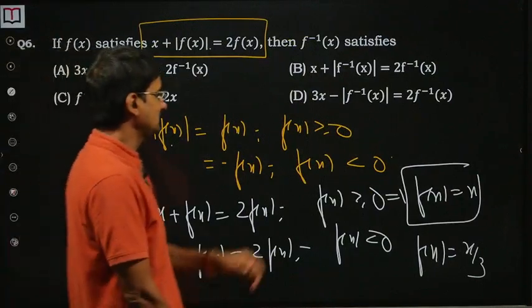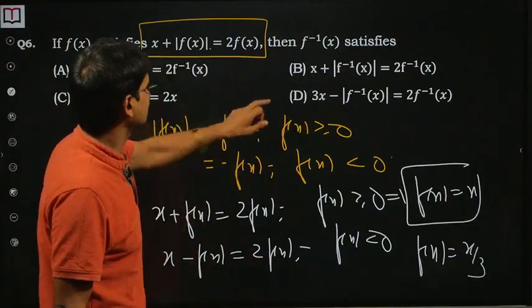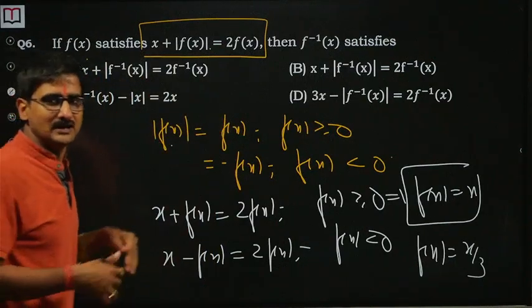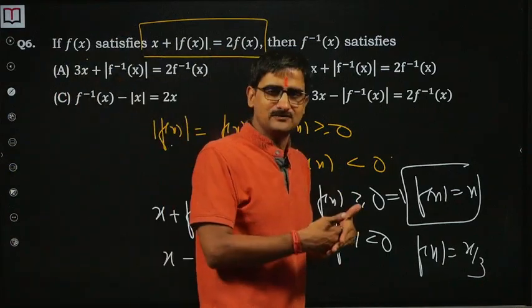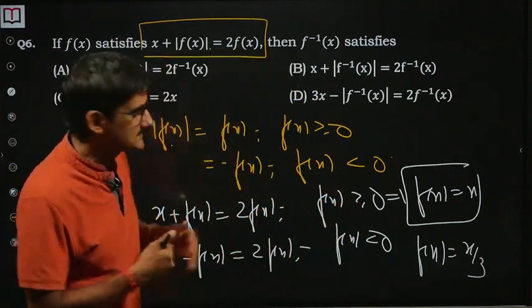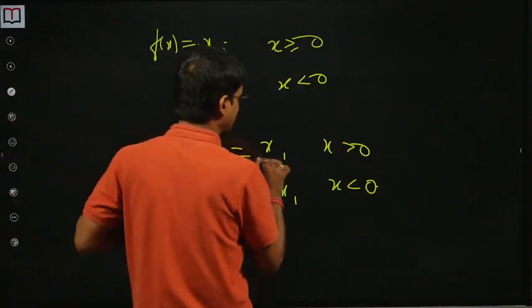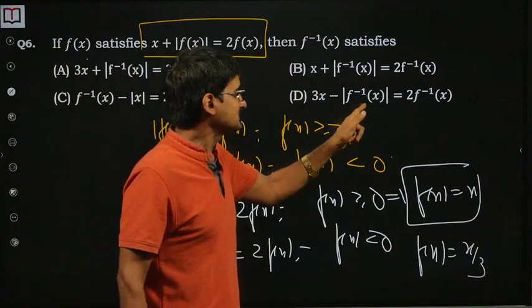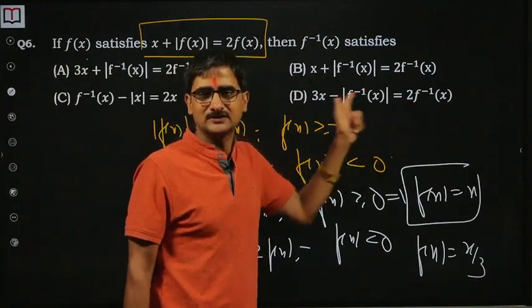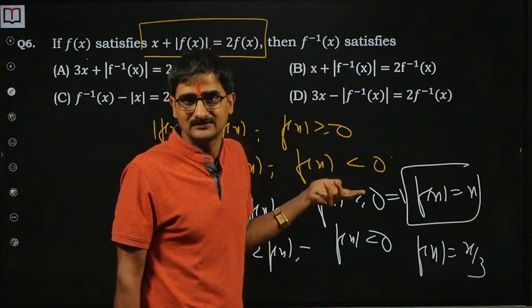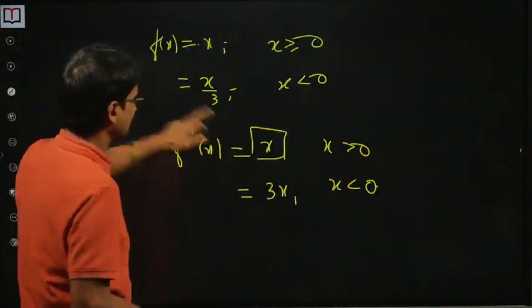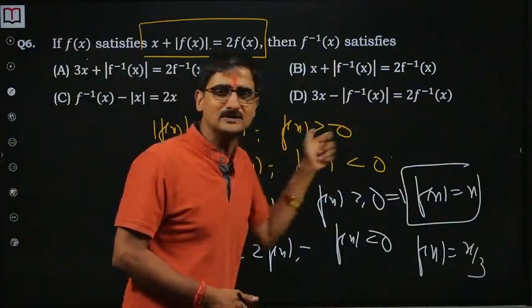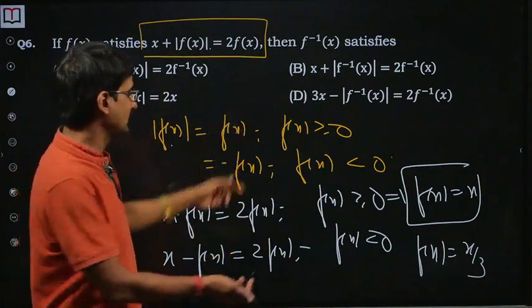Of course, the possibility is that either 3x or this one is going to satisfy. Now you have to check. Mod of f inverse x is f inverse x when f inverse x is positive, and f inverse x is positive when x is positive. So when f inverse x is positive, 3f inverse x is equal to 3x, so f inverse x is x when x is positive. Similarly, when it's negative, f inverse x is 3x when x is negative. So that should be the answer.